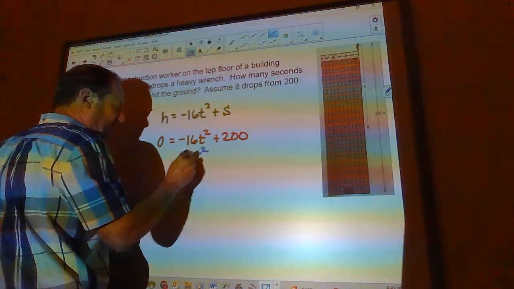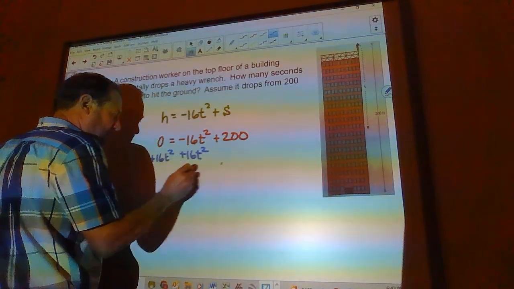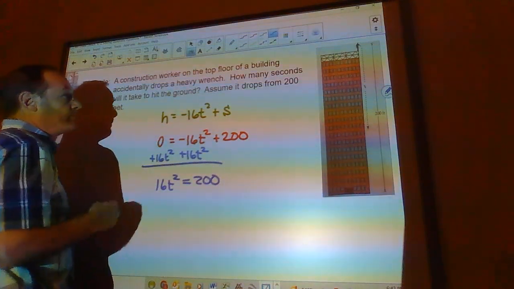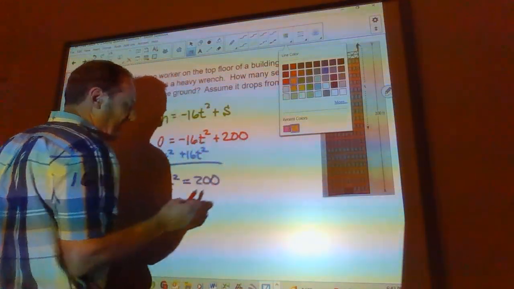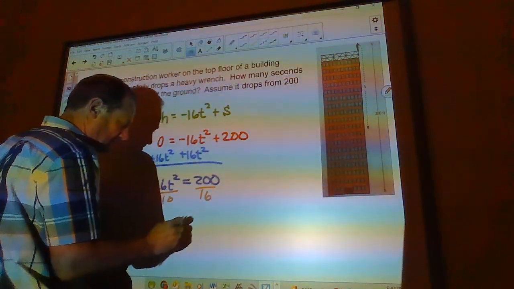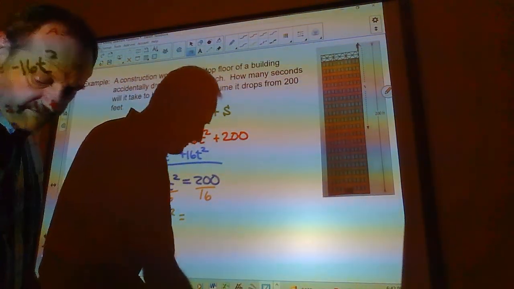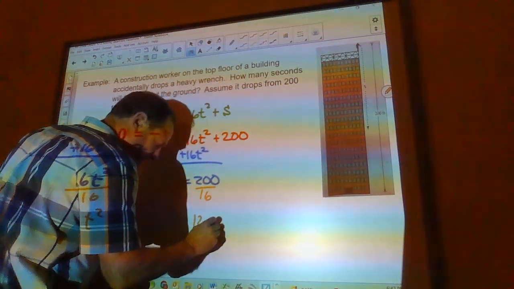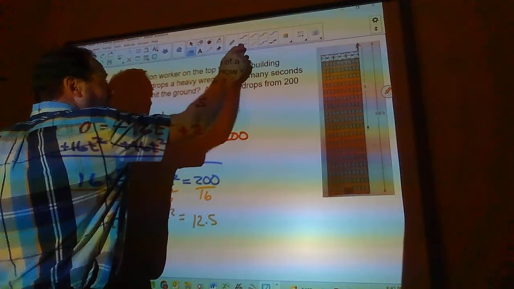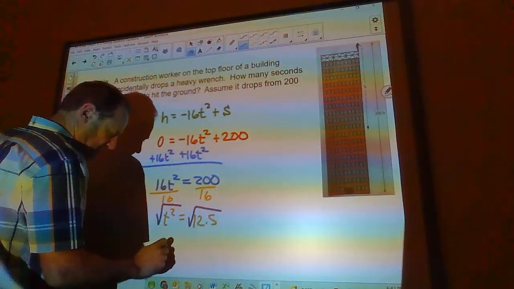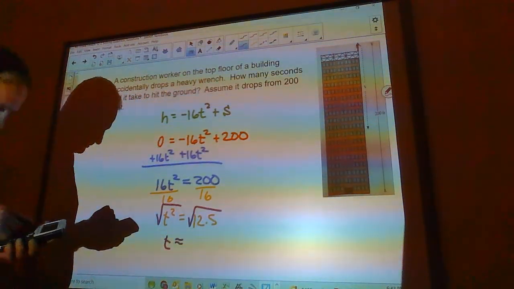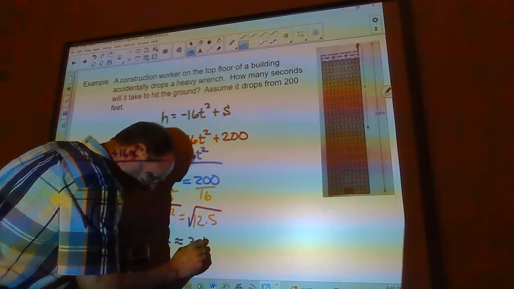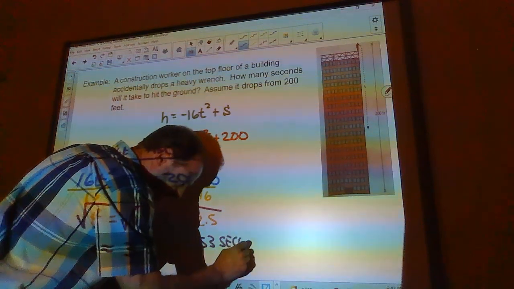Add 16t squared to both sides. Okay, so 16t squared is 200. And now I'm going to go ahead and divide by 16. So t squared is going to be 200 divided by 16. That's going to be 12.5. And then I'm going to go ahead and square root both sides here. So t is going to be the square root of 12.5. That's going to be about 3.53 seconds.